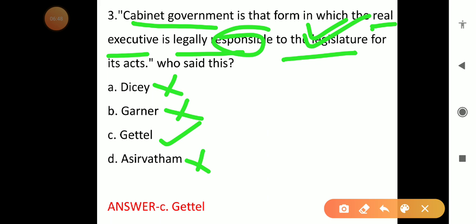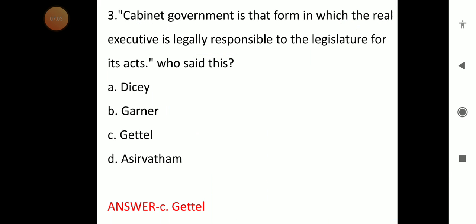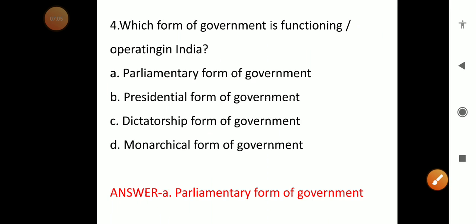This way, if we just remember the starting points of the definitions of certain writers, we are easily able to reach the answer on a probability basis. So Gettle is our right choice here. Okay, let's move to the next question.